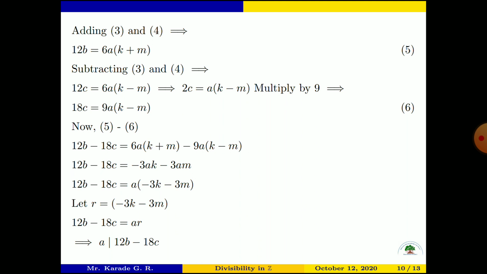If we take the subtraction of equations 5 and 6, you will get 12b minus 18c is equal to 6a times (k plus m) minus 9a times (k minus m). Simplifying the right hand side, you will get 12b minus 18c is equal to a times (minus 3k plus 15m). Let us give a notation r to this integer. Therefore finally 12b minus 18c is equal to ar, and r is an integer. So by the definition of divisibility, we can say that a divides 12b minus 18c, and that is our solution.